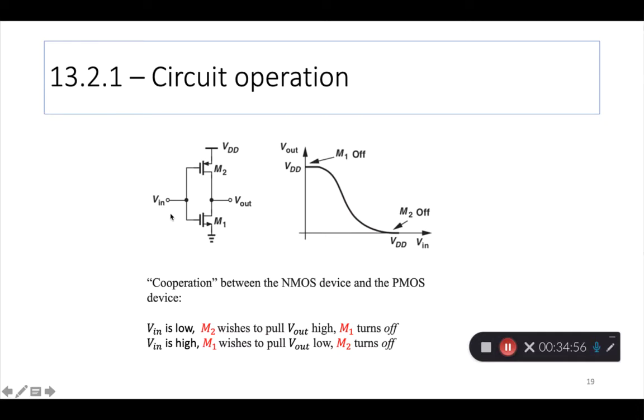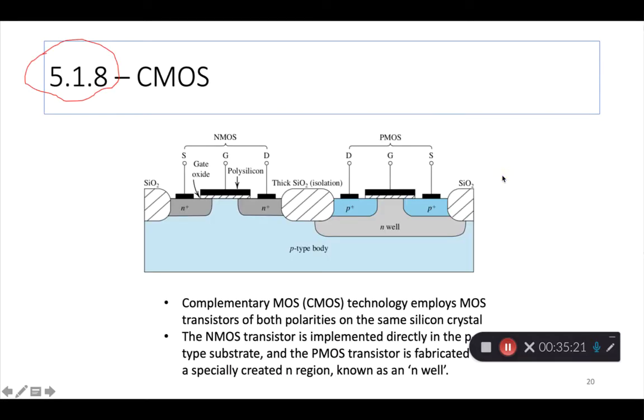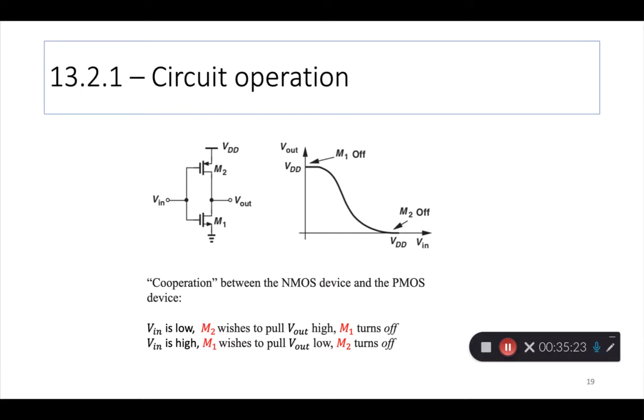Similarly, when Vin is high, M1 does its thing, it closes, M2 is in cutoff, and because this is closed, whatever voltage was here already flows out like that because it's a short circuit. So Vout goes to ground or zero. Okay, so that's one way to think about it, that there is cooperation between the two devices.